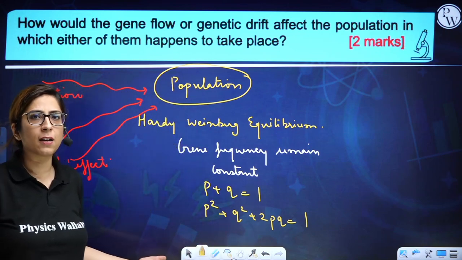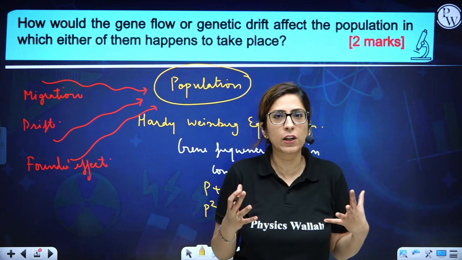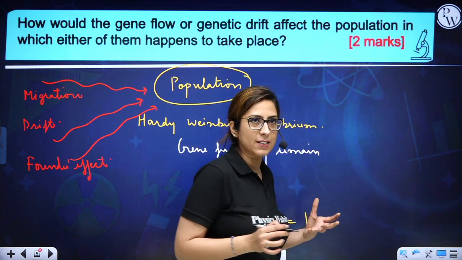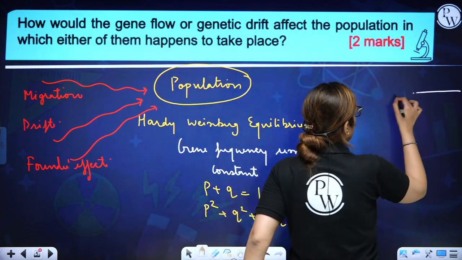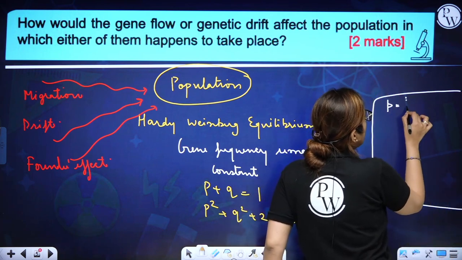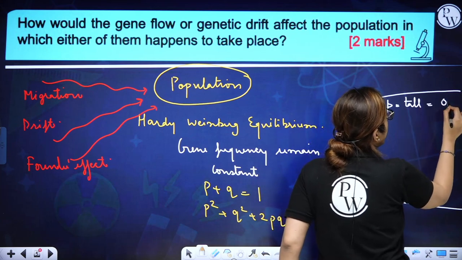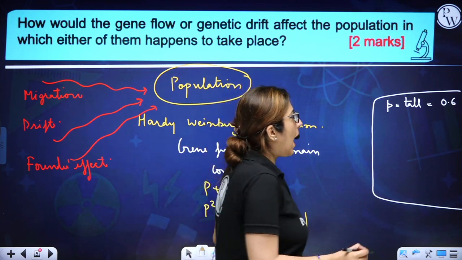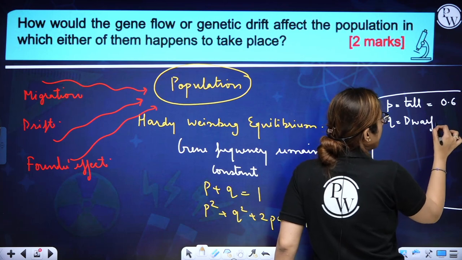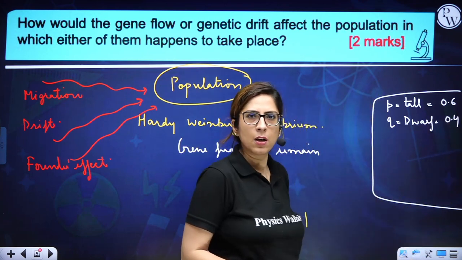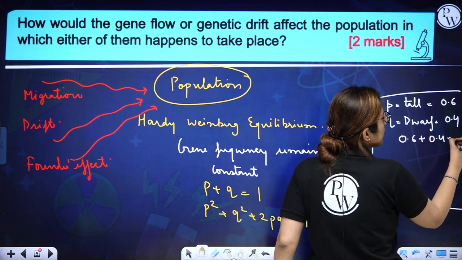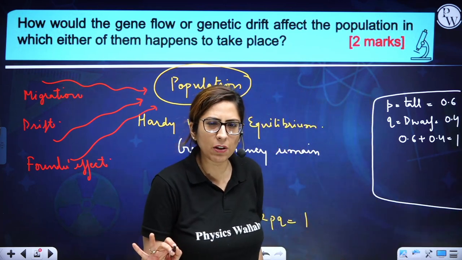It will be affected. See, listen to this very carefully. I'll take an example and I'll tell you. Now, do not write this in your paper. This is just for your understanding, guys. Suppose when we talk about gene frequency, or say allelic frequency, the tall allele is 0.6, right? And the allele frequency for the dwarf, a very simple example I am taking, is 0.4 in a population. So what will happen? 0.6 plus 0.4 is equal to 1. That means the population is in Hardy-Weinberg equilibrium.